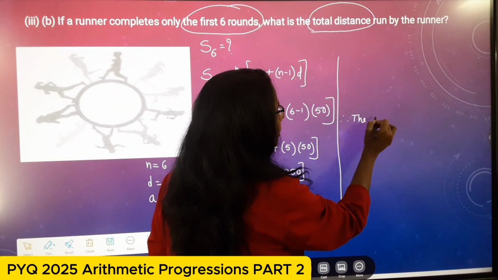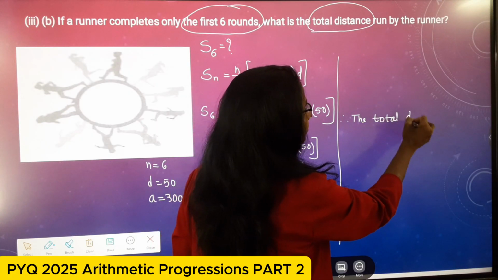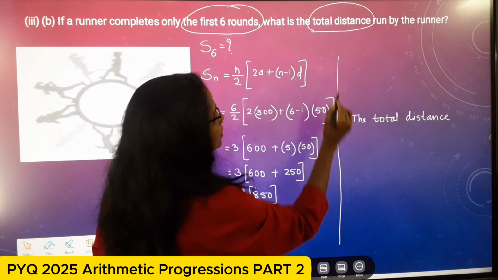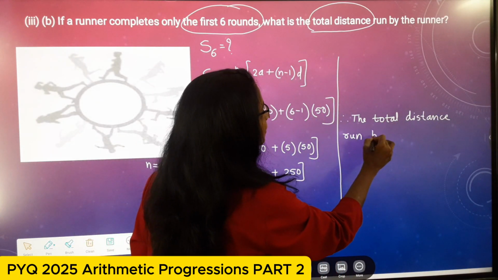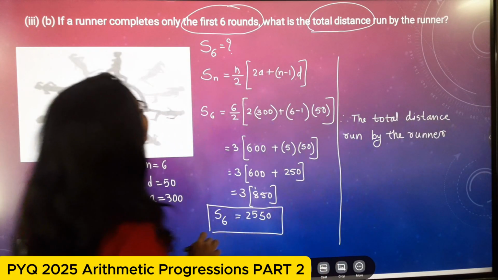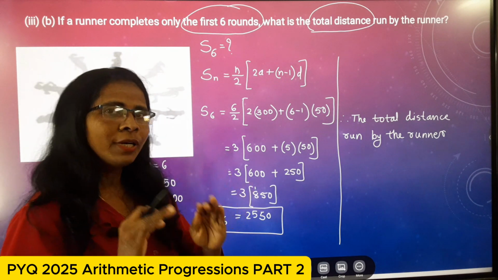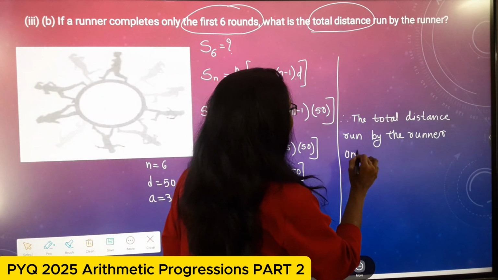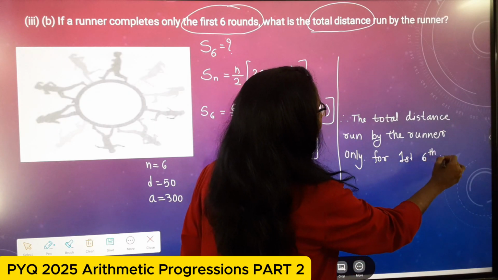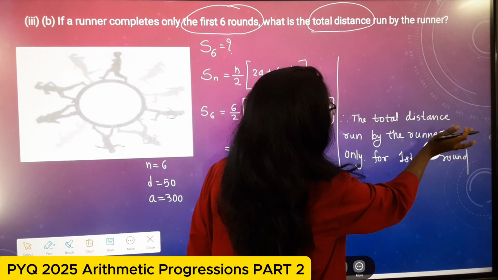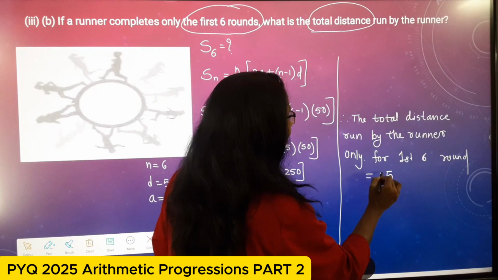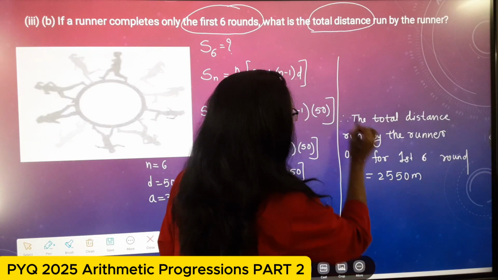So we write here: therefore, the total distance run by the runner only for the first 6 rounds is equal to 2550 meter.